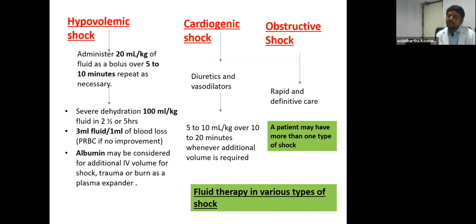In obstructive shock such as cardiac tamponade or tension pneumothorax, we have to correct the cause of shock. If the patient is having tension pneumothorax, we need to do needle decompression and ICD. In case of cardiac tamponade, we need to do pericardiocentesis. A patient of shock, especially of septic shock, may have more than one type of shock, as already explained.